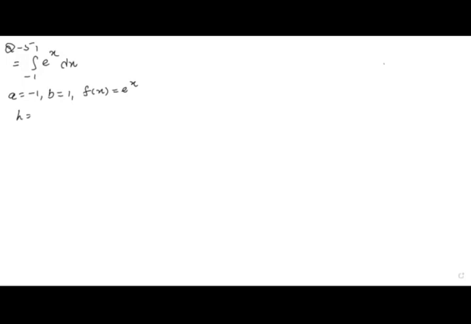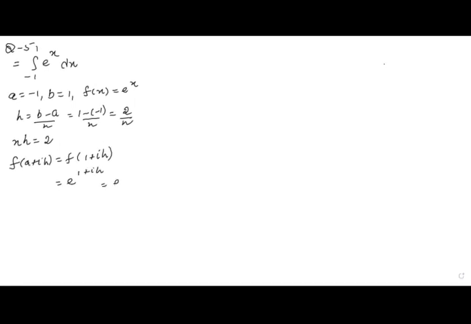The value of h is b minus a upon n. 1 minus minus 1 upon n will give me 2 by n. Here I will require the value of nh, which will be 2. Now f of a plus ih, that is f of minus 1 plus ih, will give me e raised to minus 1 plus ih. I can write this as e to the power minus 1 into e raised to ih, applying laws of indices.